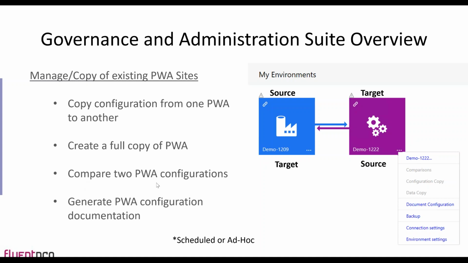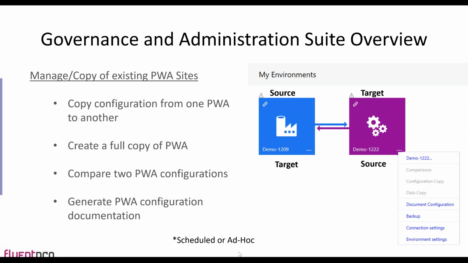If you're building or making changes, you can compare two PWA configurations. So you can easily, once you replicate, for instance, and you want to compare as changes are being made, you can do that directly within the interface, and then obviously generate your PWA documentation. In other words, the configuration document that you can use to baseline that configuration and share it with the PMO or any other stakeholders.